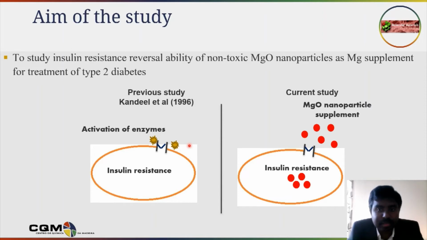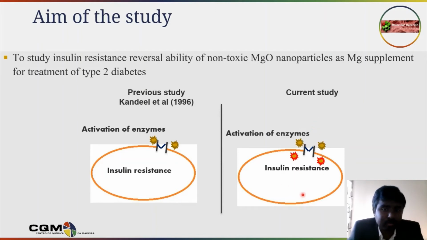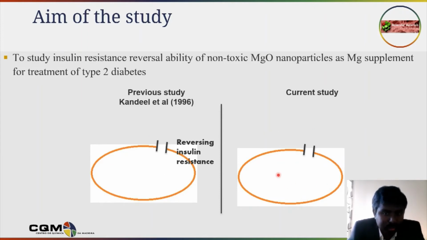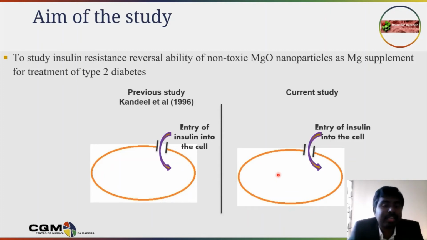But in the current study, in my project, I've used magnesium oxide nanoparticle. So this nanoparticle can bind with the surface of the insulin resistant cells and also enter into the diabetic cells, and activate both extracellular and intracellular enzymes and reverse insulin resistance and make insulin to enter into the cell. So glucose will also enter into the cell, so it will convert glucose into pyruvate, pyruvate to fatty acid, and fatty acid to ATP, so the cell will get energy. So a diabetic cell will be converted into a normal cell in type 2 diabetic patients, provided they have perfect insulin secretion.